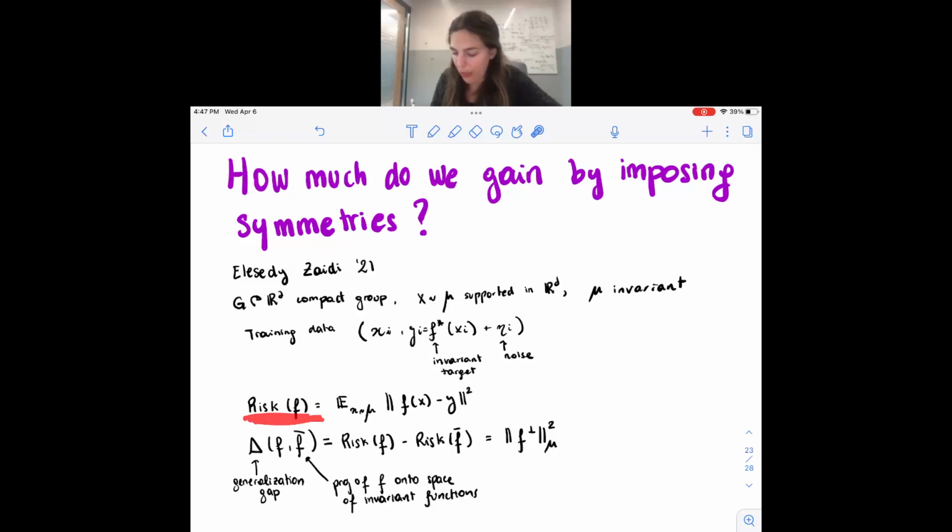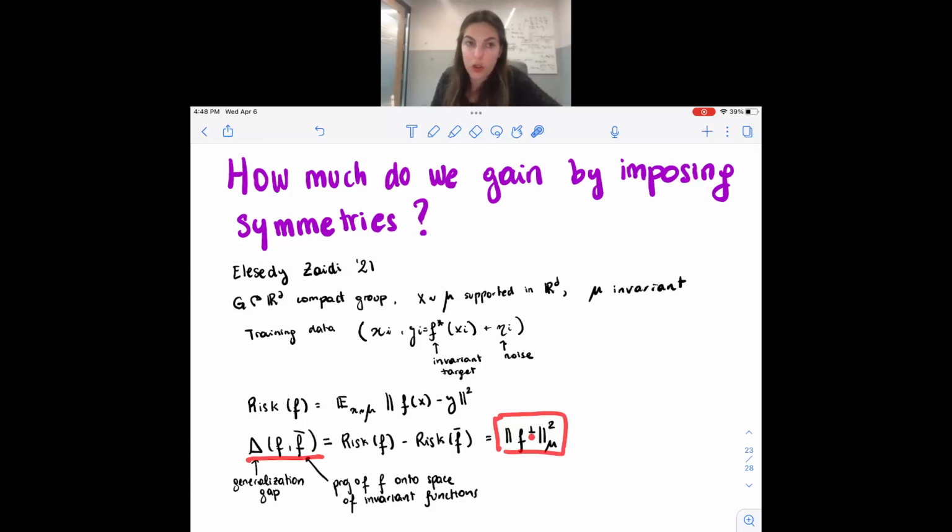Then if you look at the risk of your model, of our function f, which is the expected value, over the data sampled from the distribution, of the prediction given by f minus the truth, squared, that's the risk. Then for a function f, I consider the projection of f onto the space of invariant functions, and I look at the generalization gap, which is the difference between the prediction error by f and the prediction error by the projected version of f. And what this paper shows is that this generalization gap is equal to the norm of f projected onto the orthogonal complement of the space of invariant functions.